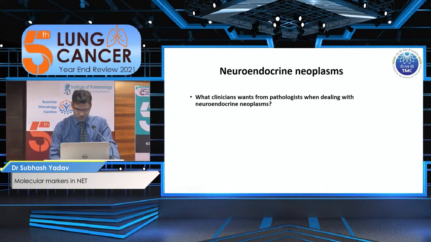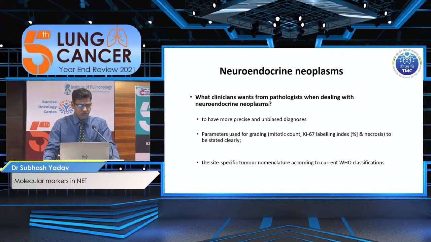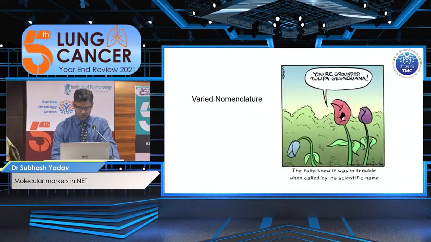So what does a clinician want from pathologists while dealing with neuroendocrine neoplasms? They want us to be more precise and have an unbiased diagnosis. The various parameters used in the classification, like mitotic count, the MIB or the Ki67, and necrosis, are to be stated clearly. And as we know, neuroendocrine neoplasms have a site-specific nomenclature as per the WHO. So depending upon the site, there is varied nomenclature for neuroendocrine neoplasms.